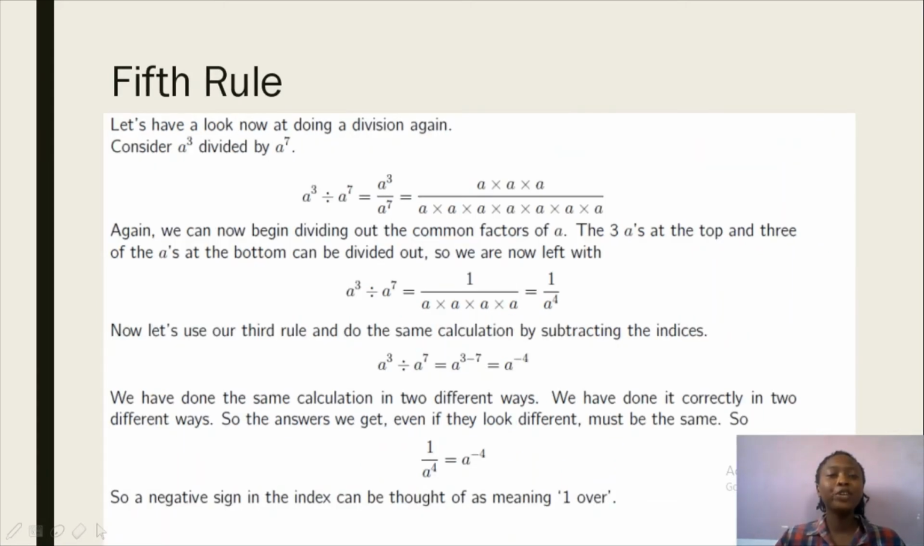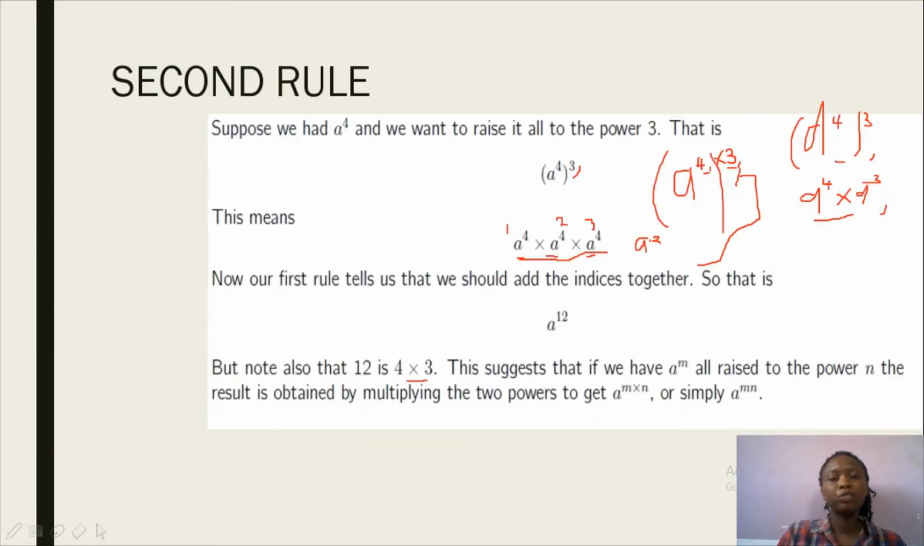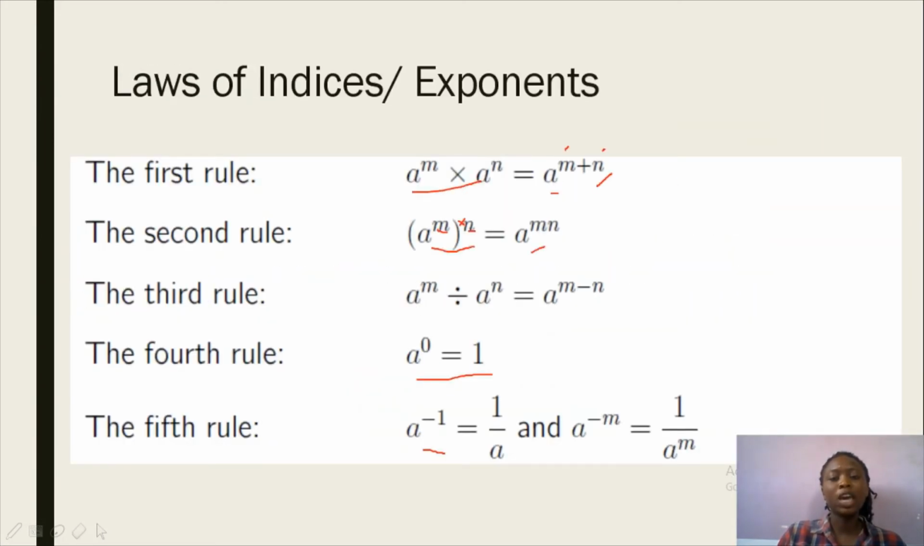Now on to the fifth rule. Let's have a look now at doing a division again. So let's see what the fifth rule told us. The fifth rule says a raised to the power negative 1 is the same as 1 over a. A raised to the power minus m is the same as 1 over a raised to the power m. So what is missing here? When we did the conversion, the negative signs are gone, and then a fraction has been introduced.